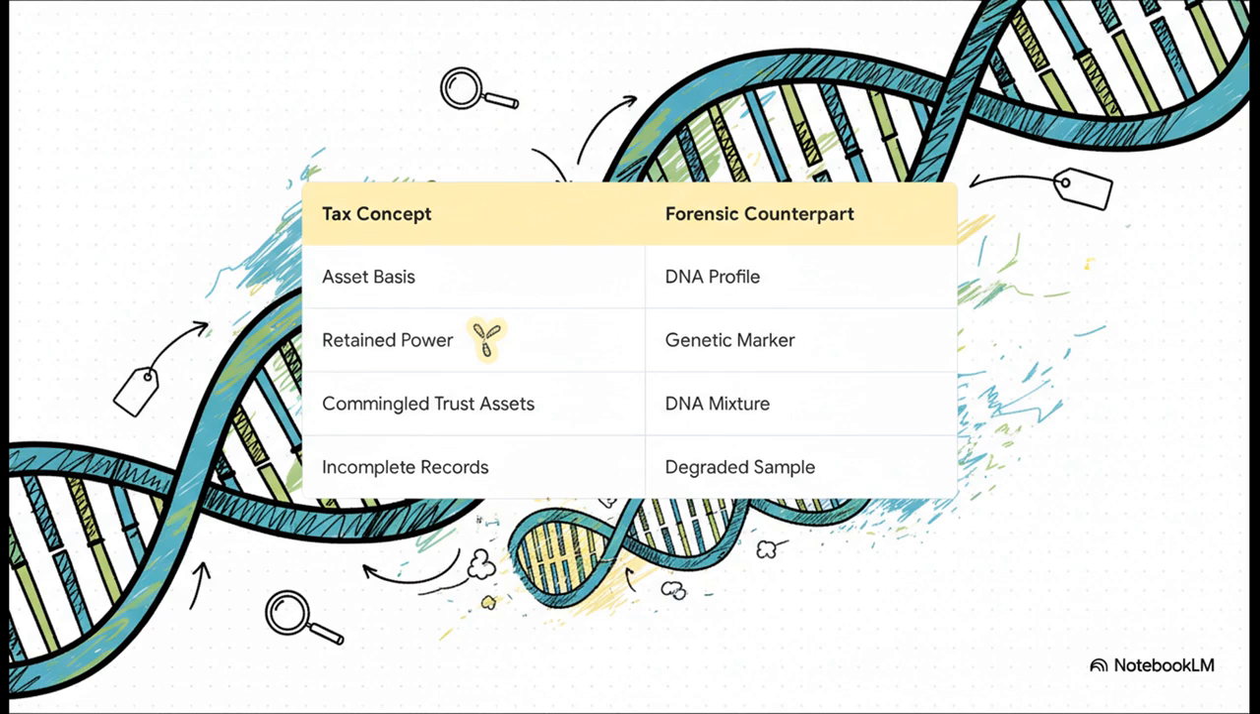A power the grantor held onto, like the power to swap assets, that's a specific genetic marker. You got commingled assets in the trust? That's a messy DNA mixture. And incomplete records? Well, that's just like a degraded sample from a decades-old cold case. This framework really makes it all start to click, doesn't it?